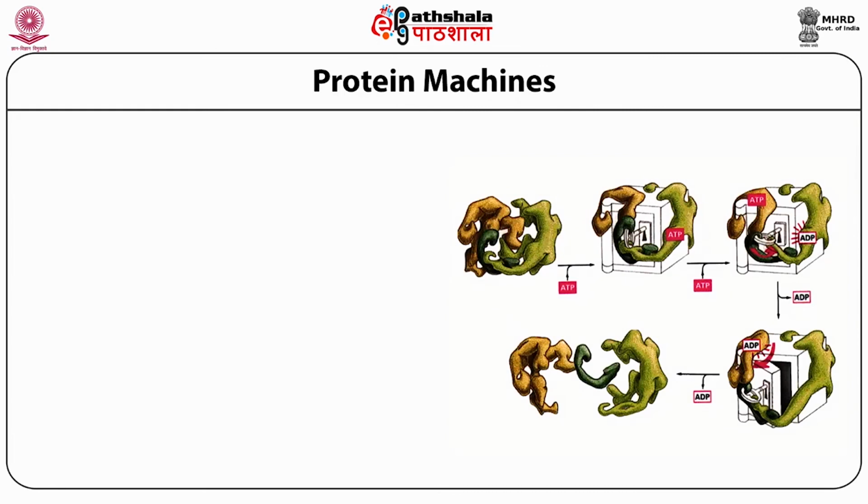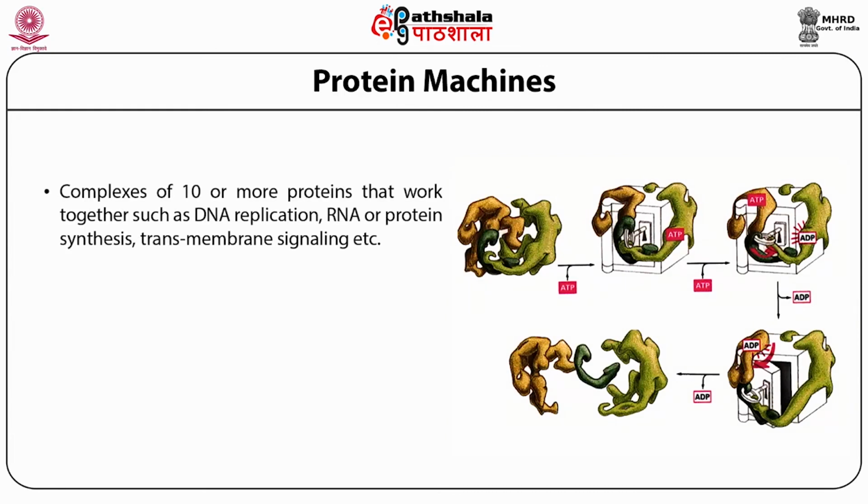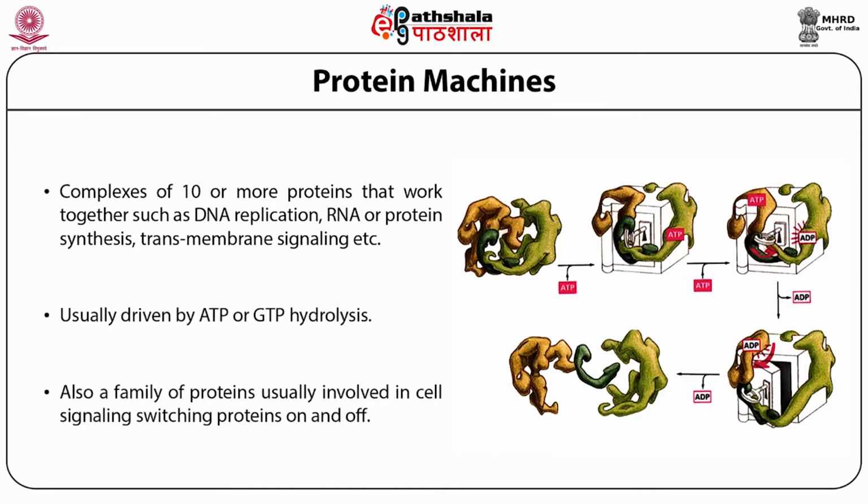Protein machines are complexes of 10 or more proteins that work together, such as in DNA replication, RNA or protein synthesis, and transmembrane signaling. They are usually driven by ATP or GTP hydrolysis.